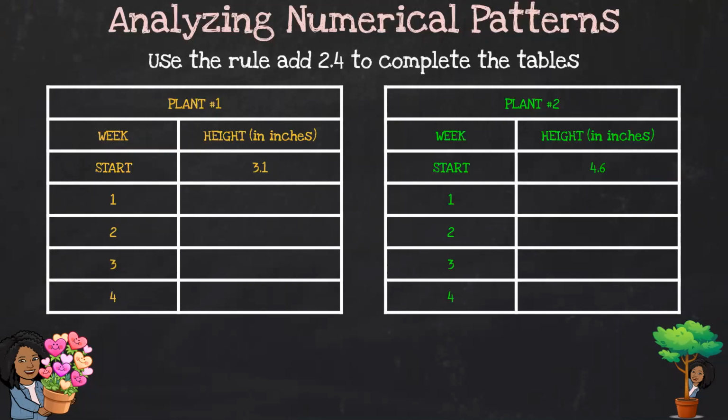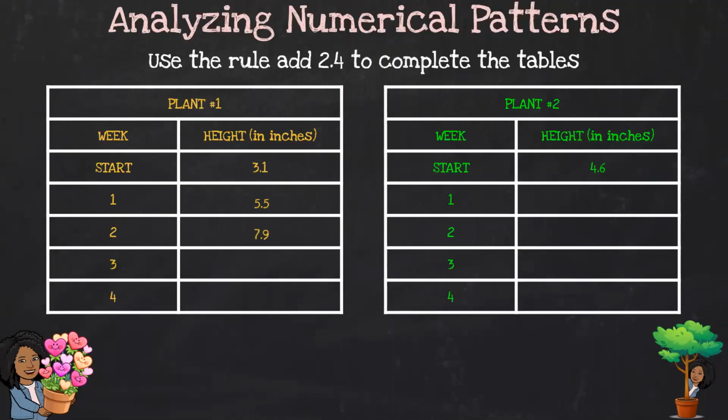Let's start with plant number 1. At the beginning, plant number 1 was 3 1/10 inches in height. Now, if we use the rule, add 2 4/10 inches, at week 1, plant number 1 would then be 5 5/10. Now we're going to continue with this pattern. We're going to add 2 4/10 to 5 5/10, which will give us 7 9/10.